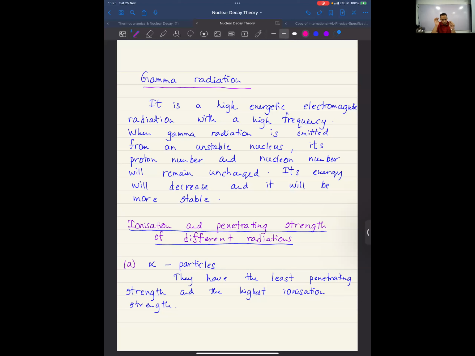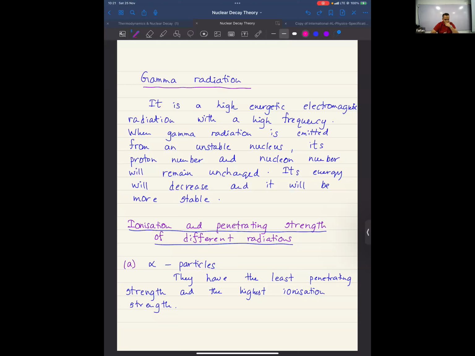Right under that, part A, alpha particles. They have the least penetrating strength.